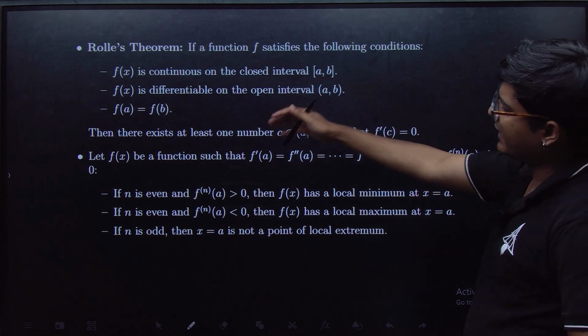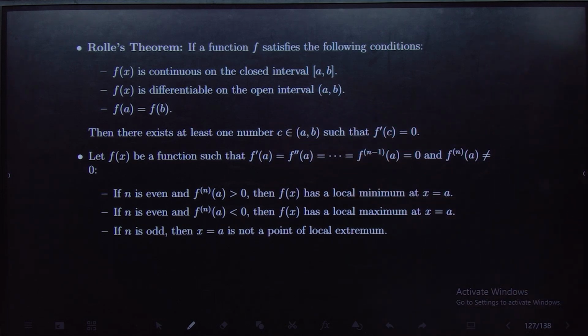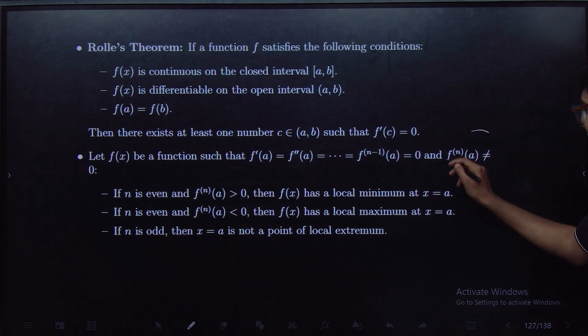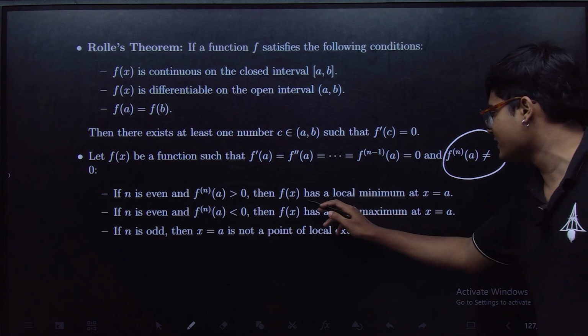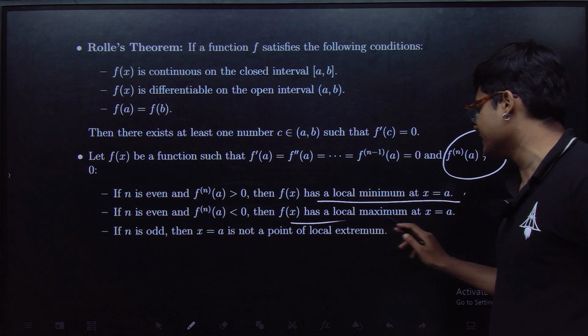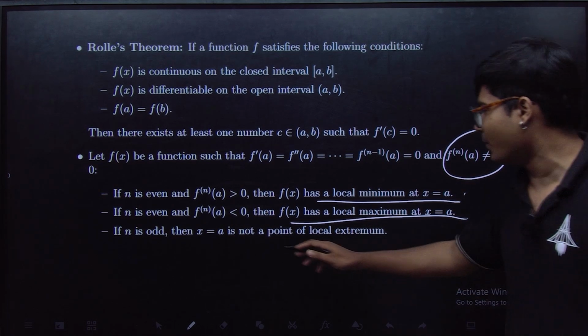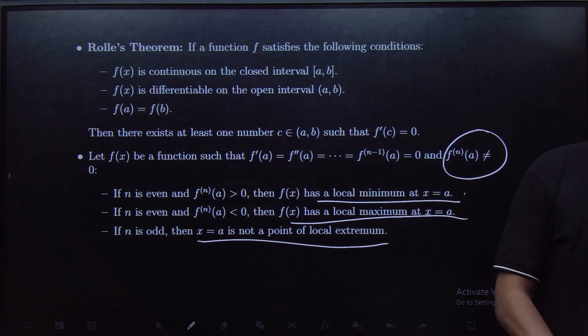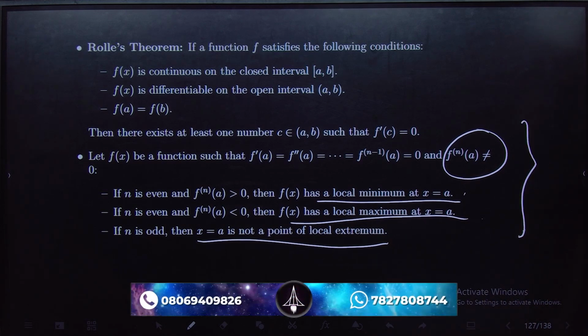If you have a function f such that f prime a, f double prime a, all the way till the n minus 1th derivative of a is equal to 0, but the nth derivative at this point is non-zero. Then if n is even and the nth derivative is positive, you can say that f has a local minima at this point. Similarly, if n is even and this is negative, then you can say that it has a local maxima at a. If n is odd, then this is not a point of local extremum for the function. Cool? So these are the three cases, remember this, okay?